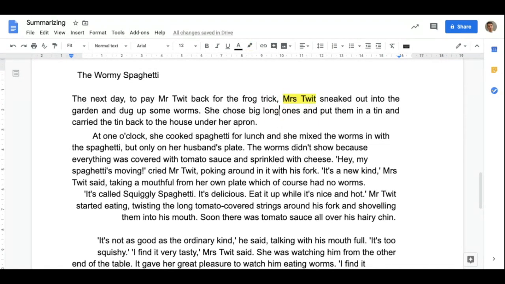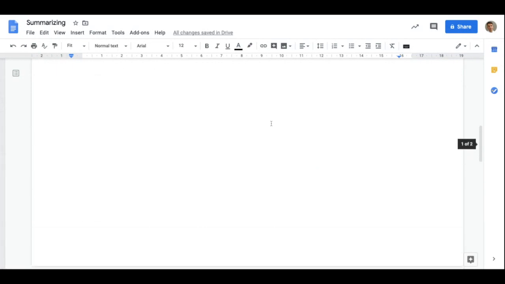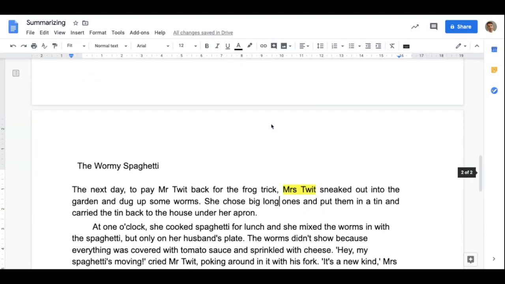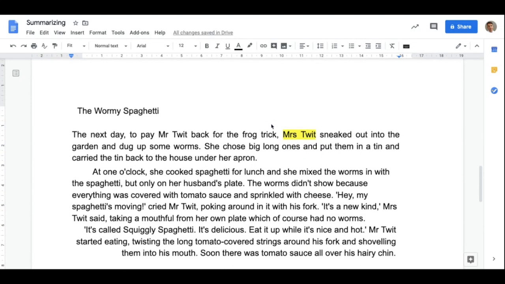And wanted. This one was a little bit tricky, but if I go back here, what does the main character want? This is interesting because she wants to do something to Mr. Twit, right? And why does she want to do something? She wants to pay him back for the frog trick. If you'd read this story before, you would know that earlier, Mr. Twit had played a mean trick on Mrs. Twit with a frog. So now it was Mrs. Twit's turn to pay him back. So actually, right here, that answers our what.